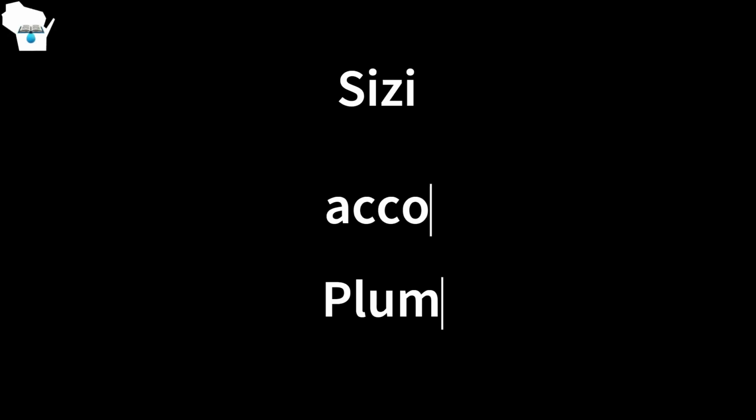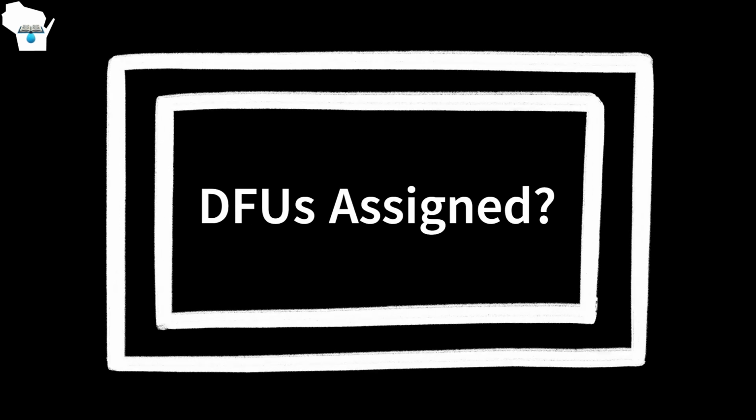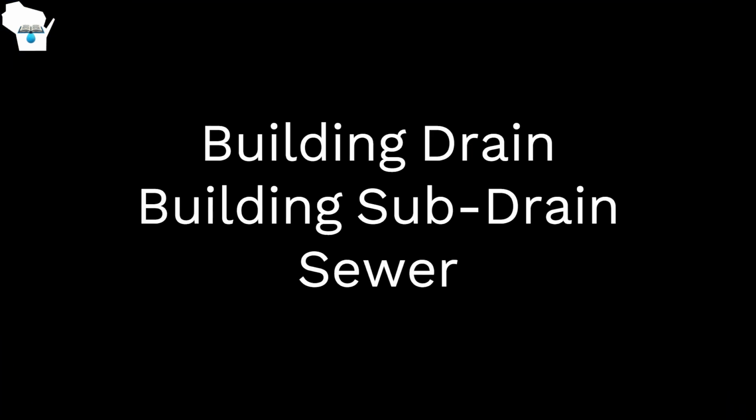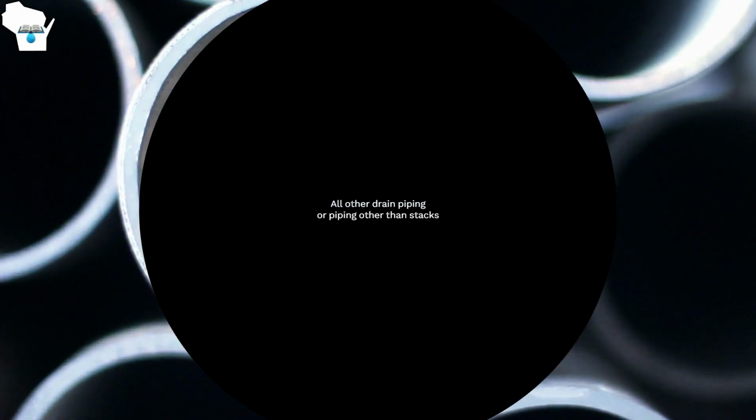Let's dive in. The first thing we'll have to do is record the DFUs for each fixture and the piping downstream. Once we've assigned the DFUs for each piece of pipe, we have to define that piece of pipe. These definitions are building drain, building subdrain, building sewer, stacks, drain piping other than stacks.